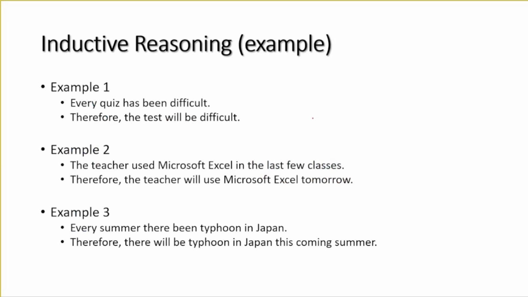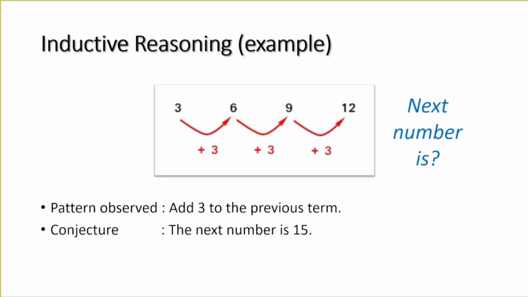Every quiz has been difficult. So therefore the test would be difficult. So this is very broad. This is specific and this is broad. The teacher used Microsoft Excel in the last few classes. Therefore, the teacher will use Microsoft Excel tomorrow. So that is the thing. It becomes a generalization.